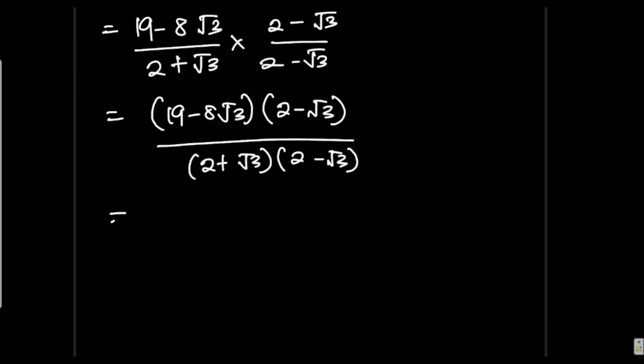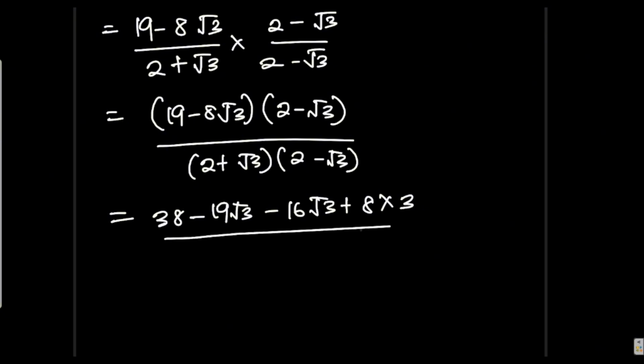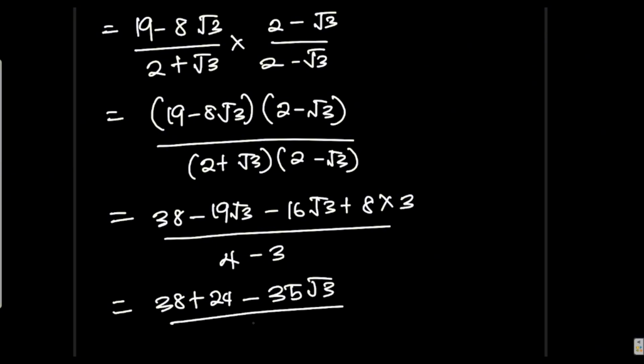Okay, and then we have 19 times 2, that will be 38. Okay, 19 root 3 minus 2 times 8, that's 16 root 3. Minus times minus, that's plus, and 8 times root 3 times root 3, we have 3, all over 2 times 2, that will be 4, minus root 3 times root 3, that will be 3. So we have 38 plus 24, because 8 times 3 is 24, minus 19 root 3 minus 16 root 3. Then we have minus 35 root 3 all over 4 minus 3, which is 1.